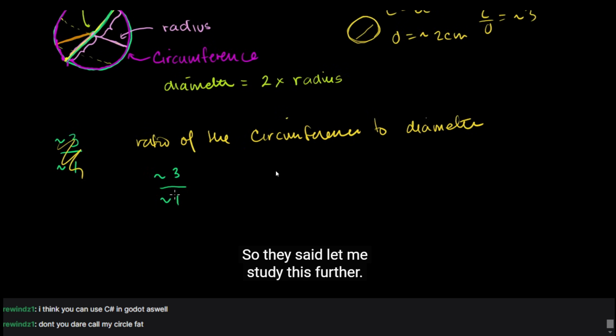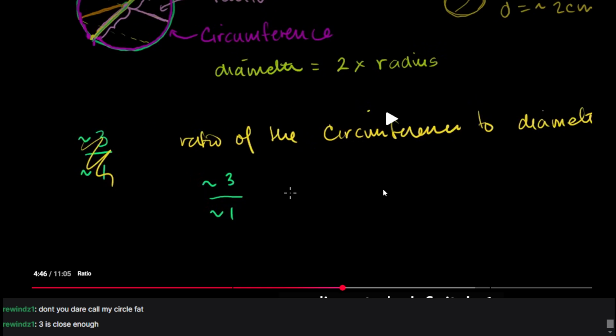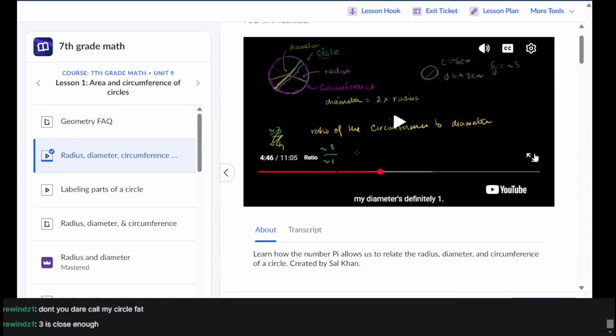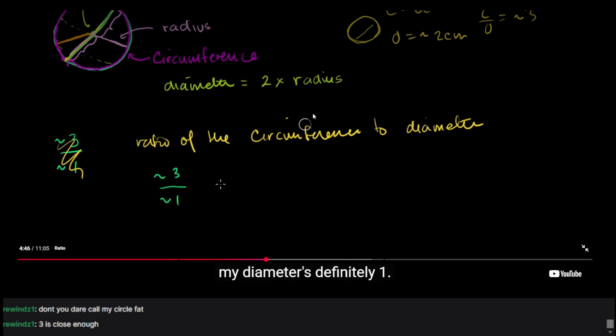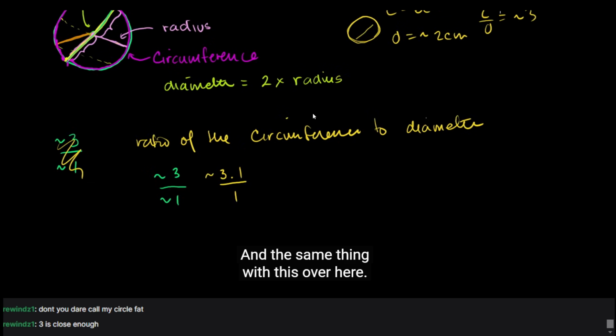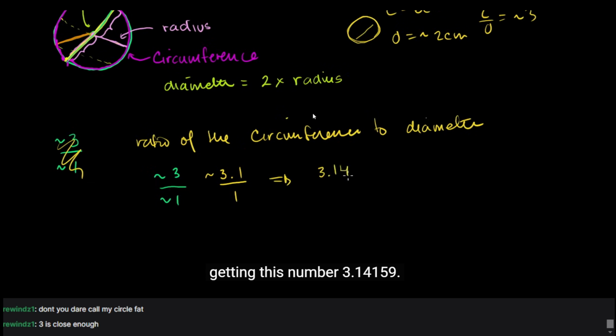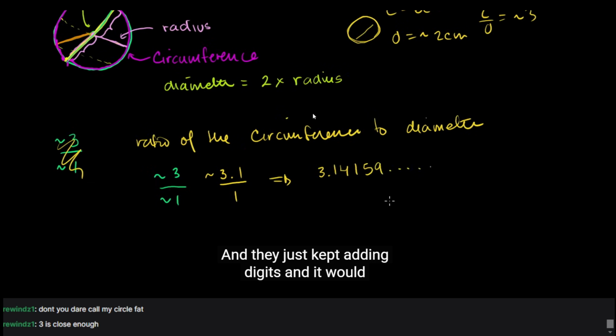So they said, let me study this further. So they got better tape measures. When they got better tape measures, they measured, hey, my diameter is definitely 1, but when I measure my circumference a little bit better, I realize it's closer to 3.1. And the same thing with this one over here. They noticed that this ratio is closer to 3.1. And then they kept measuring it better and better and better, and they were getting this number, 3.14159. They just kept adding digits and it would never repeat.